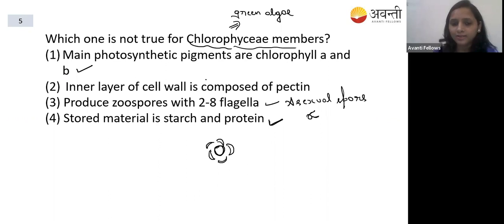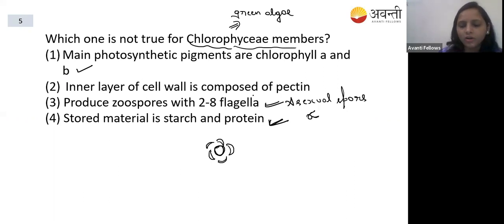And if you come to the brown algae, mannitol and laminarin will be stored, right? So like that. Here the starch and the protein will be stored. That is the reason option 4 is correct and option 3 is also correct. Let us go to option 2.